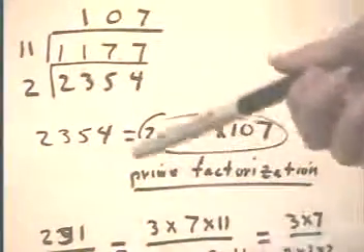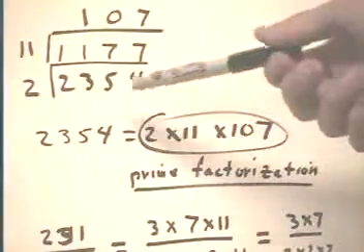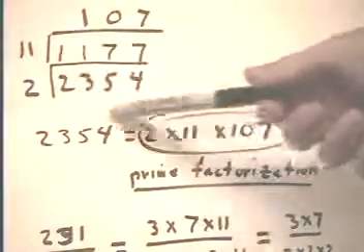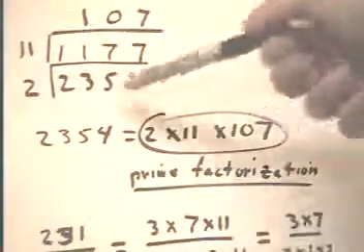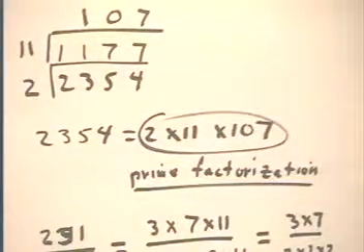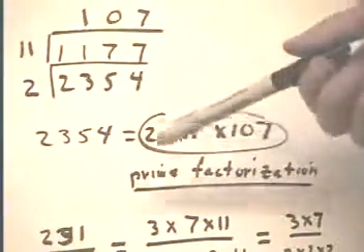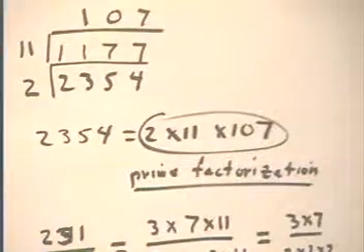The first example, first of all, we talk about what we mean by prime factorization. Let's take the number 2354. Now, a prime number is a number that's only divisible by itself and 1. That means we can't break it down into 2 other whole numbers. So if we divide 2 into 2354, we get 1177.